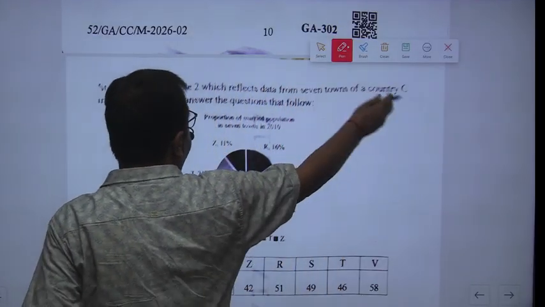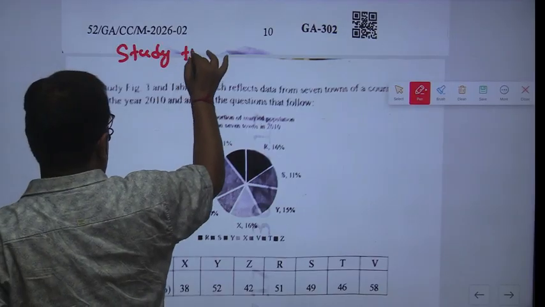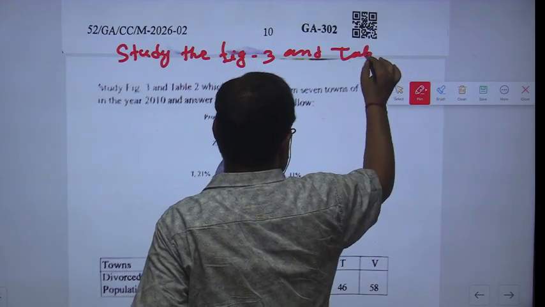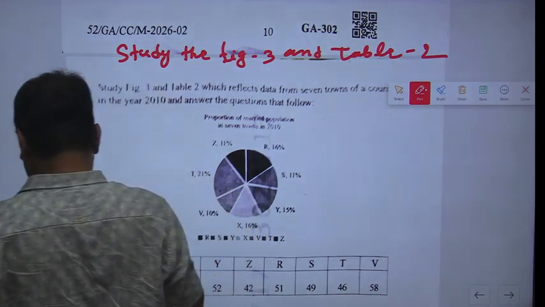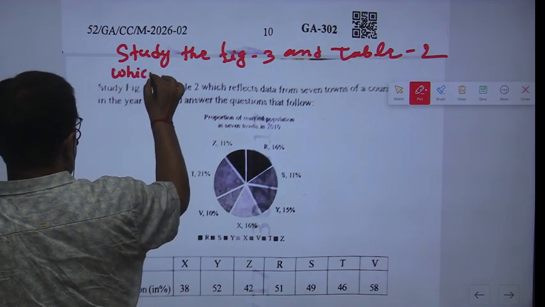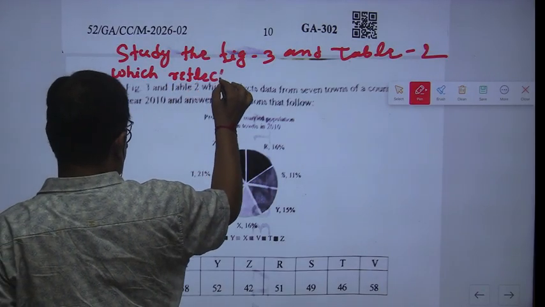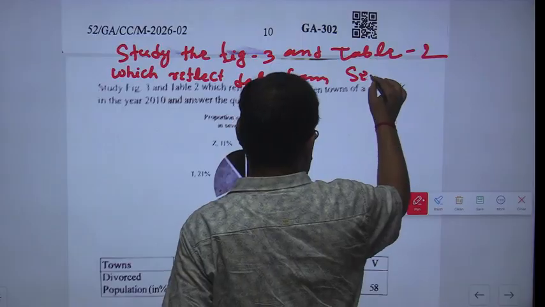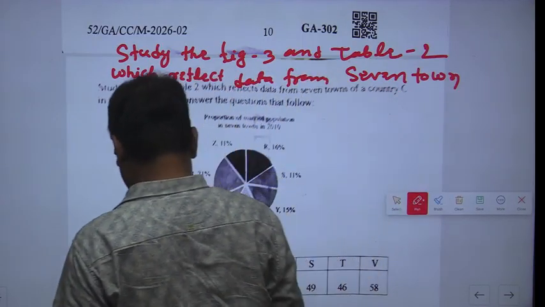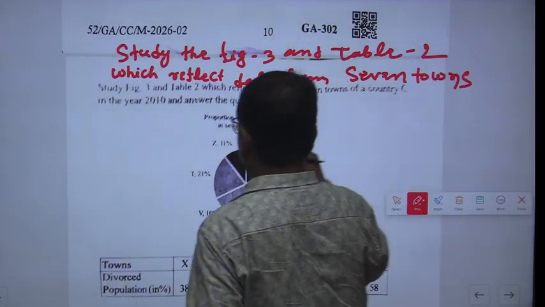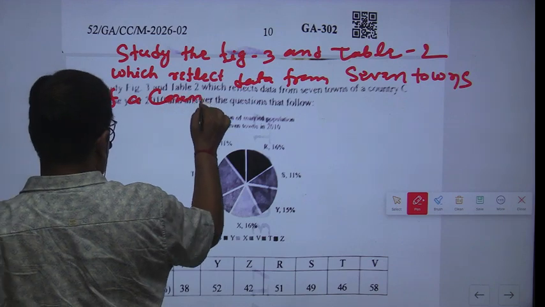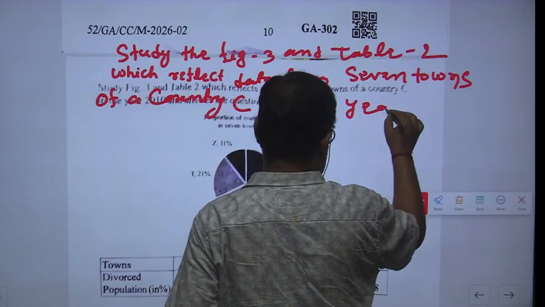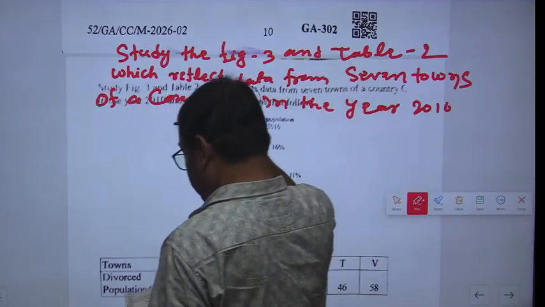Study the figure 3 and table 2, which reflect data from 7 towns of a country C in the year 2010. Answer the questions given below.